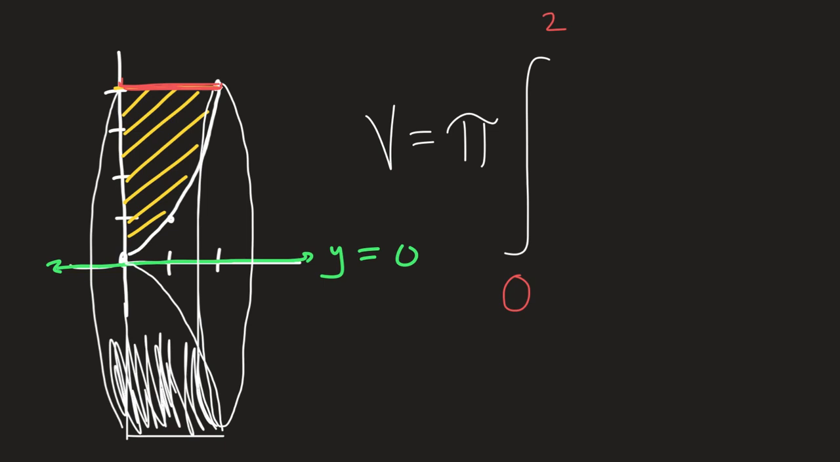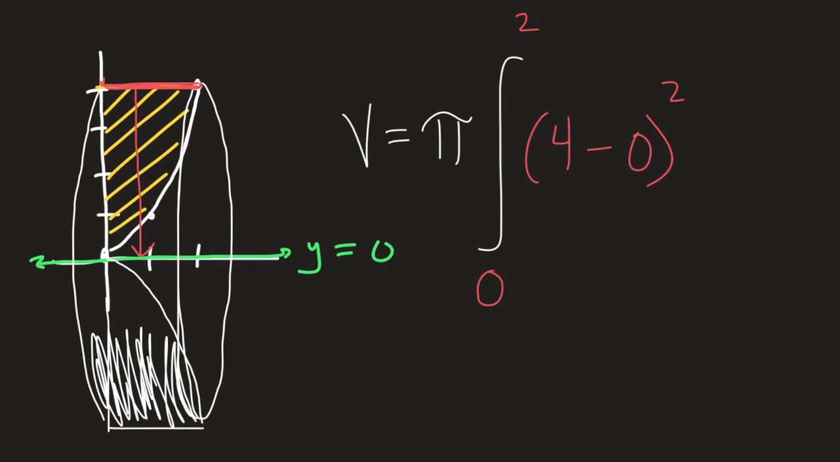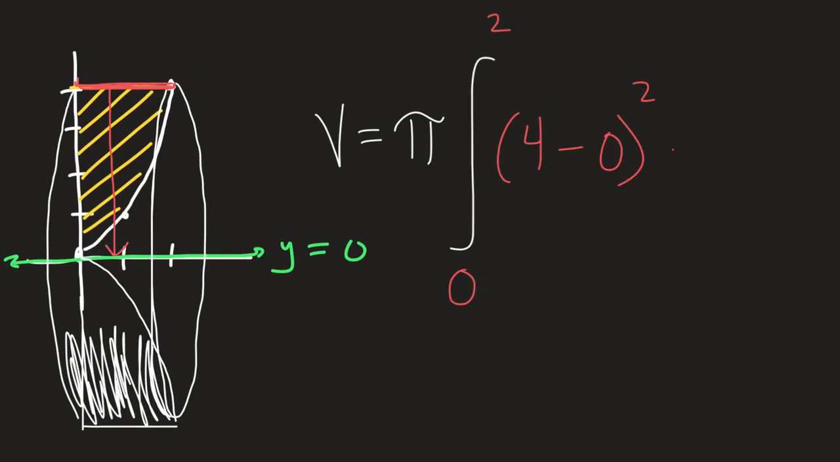So now let's think about the radii, right? There's a couple different radii involved here. The first radius goes from the top to there, yes? So the first radius is 4 minus 0, squared, right? 4 is the farthest thing from this axis of rotation. So that's your first radius, R1, minus your second radius.